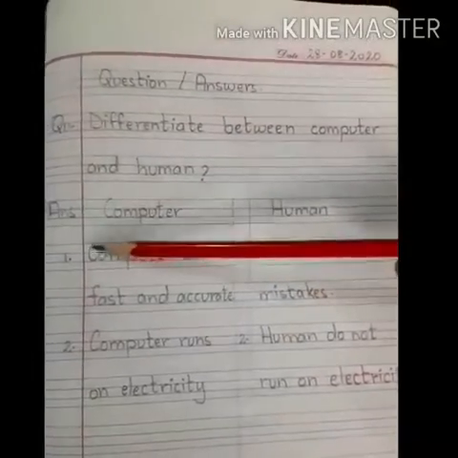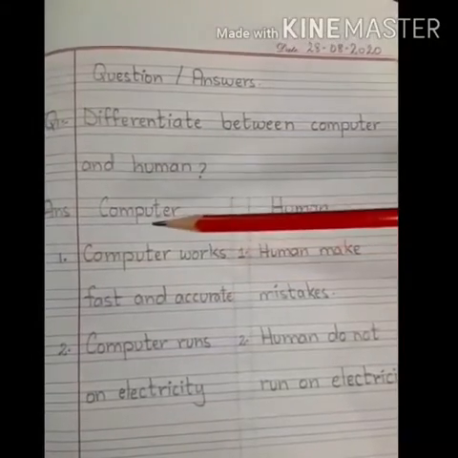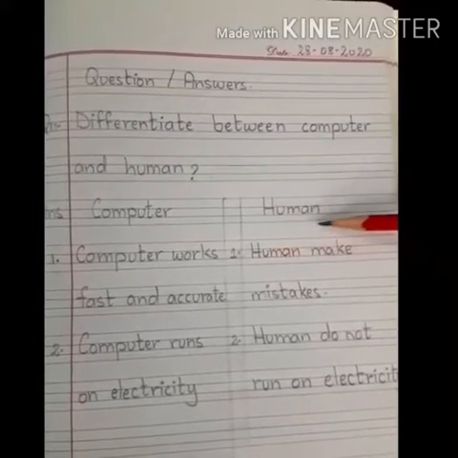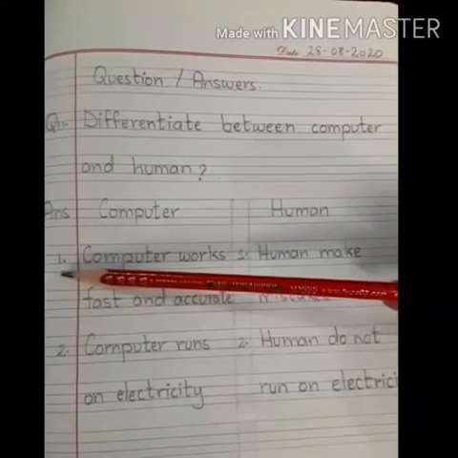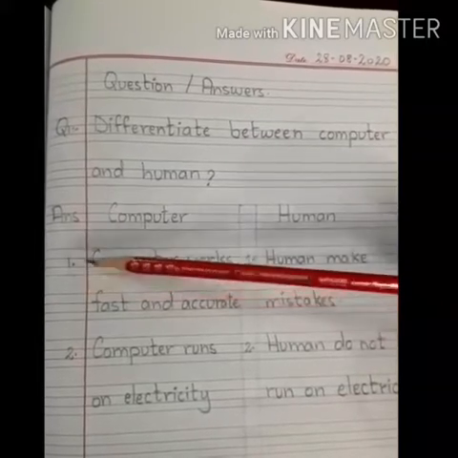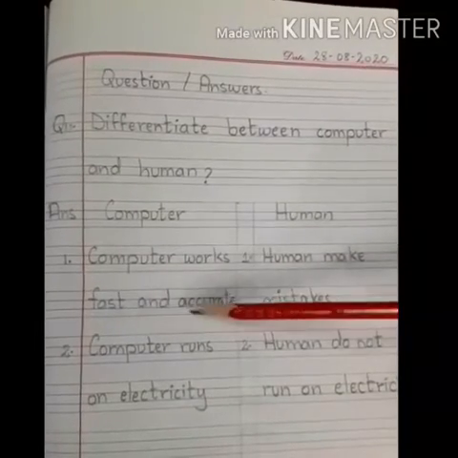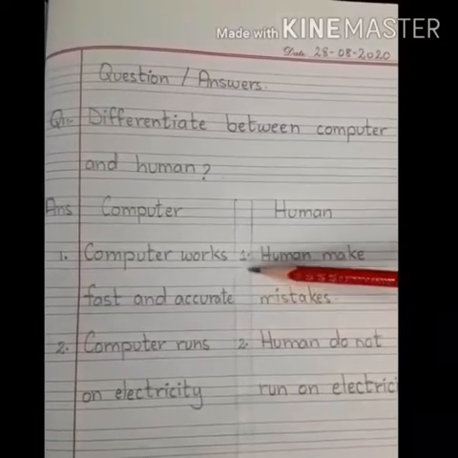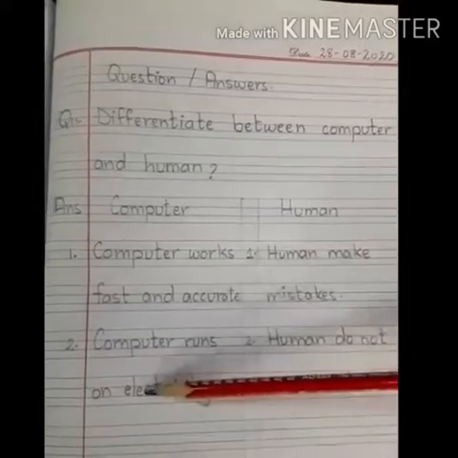Okay, and on the left side of the line you have to write down the heading computer, and on the right side of the line you have to write down the heading human. Okay, now come to the next line, write down number 1 on the left side of the red line, and then write down the first point, computer works fast and accurate. Then in the middle of the 2 lines you have to write down number 1, then write down human make mistakes.